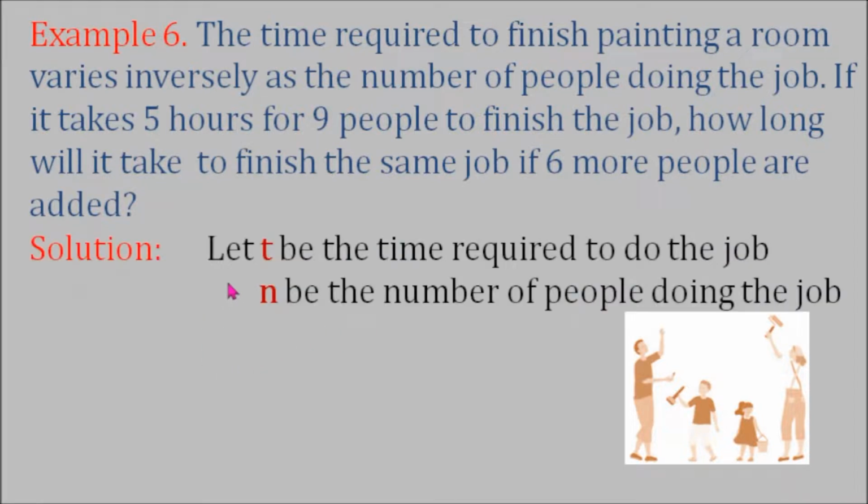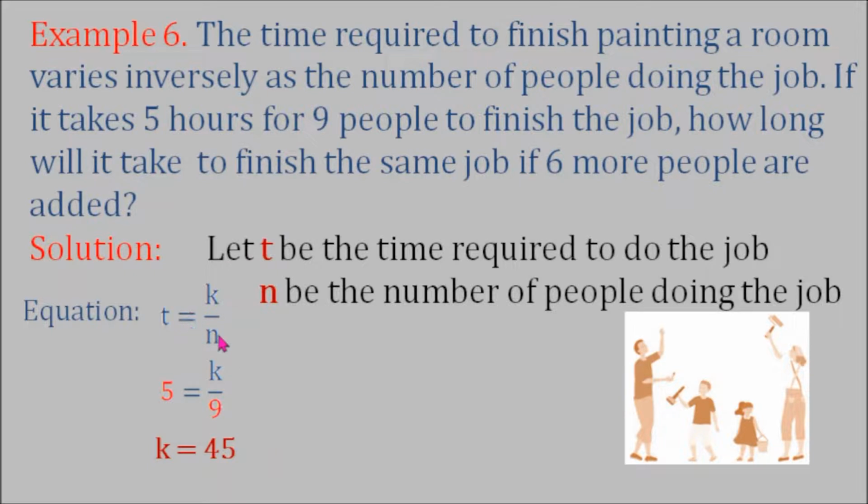First, let t be the time required to do the job, and n be the number of people doing the job. So this is our equation. t equals k over n. And t here is 5 hours, and n here is 9. So we have 5 equals k over 9. So to find k, we multiply 5 and 9, and that is equal to 45.